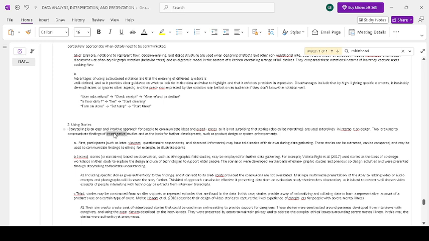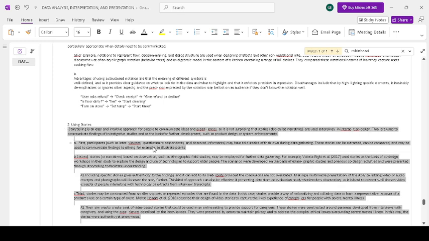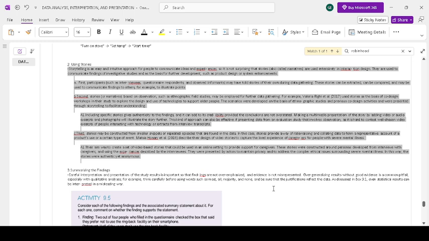User stories. Storytelling is an easy and intuitive approach for people to communicate ideas and experiences. So it's not surprising that stories, also called narratives, are used extensively in interaction design. They're used to communicate findings of investigative studies and as the basis for further development, such as product design or system enhancements.